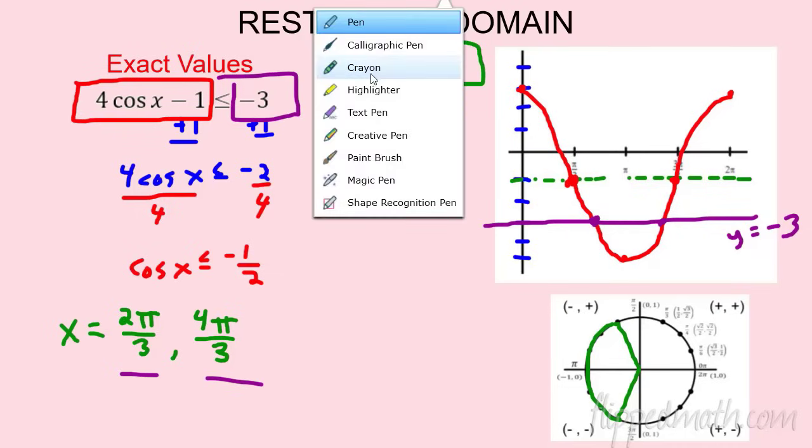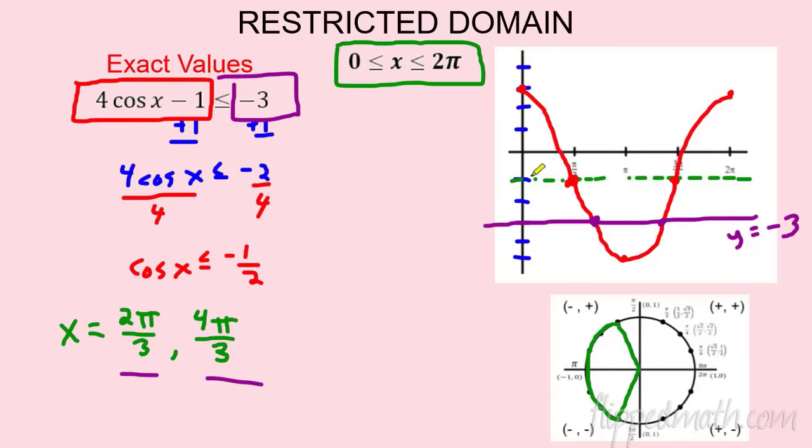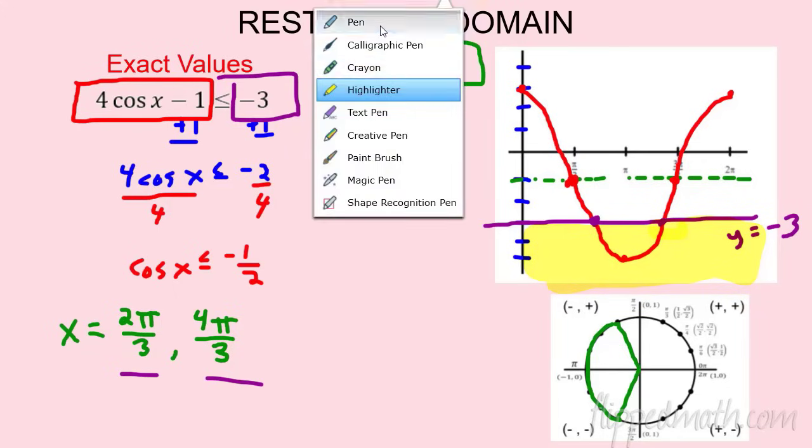So I like the highlighter because I think the highlighter is awesome. I'm looking for when the trig function is less than negative 3. So I'm actually looking for this underneath the curve. Now you don't have to get a highlighter out, although I highly recommend it because it's really fun. And now, where are my solution sets? They're in the highlighter region. Let's go ahead and write those out.